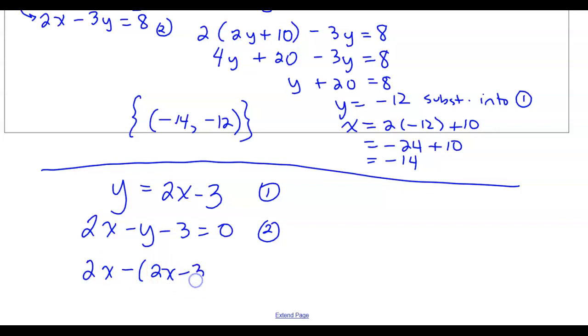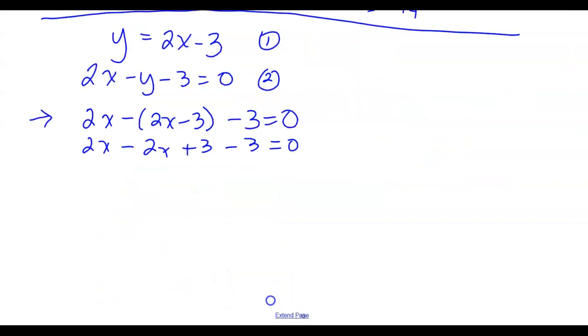And what happens is the x terms go away, right? When I get rid of my brackets, I will get 2x minus 2x plus 3 minus 3 equals 0. Well, 2x minus 2x is 0. 3 minus 3 is 0. So this will be 0 equals 0. So those lines are exactly the same. If I solve for y here, you can see they are exactly the same.